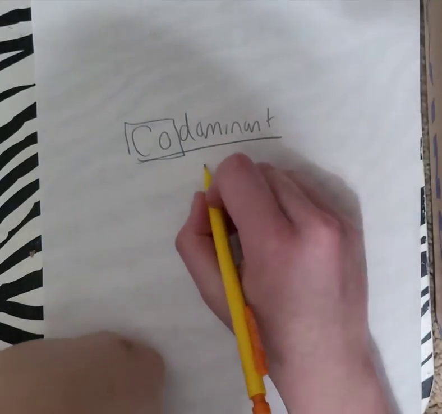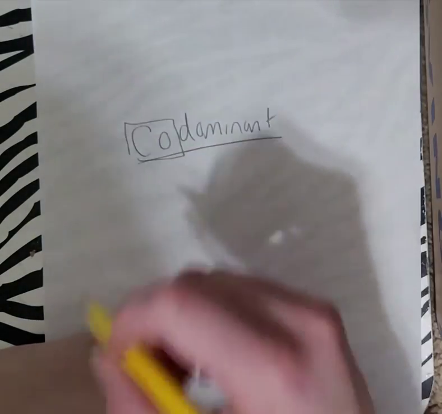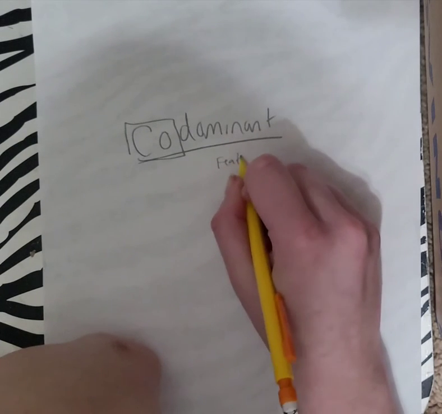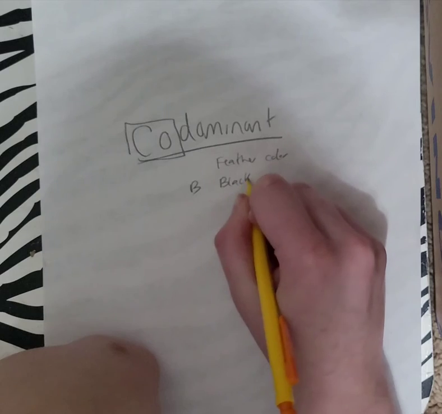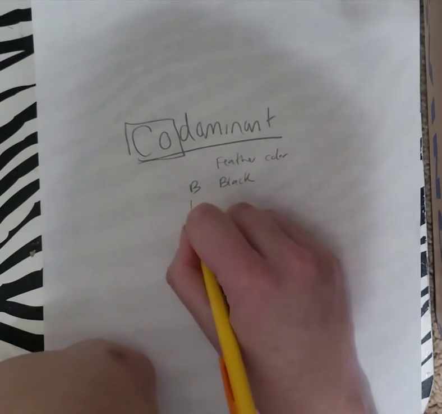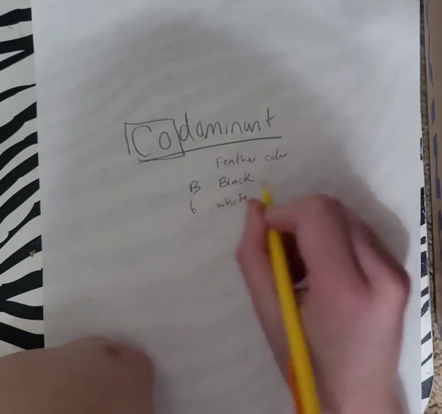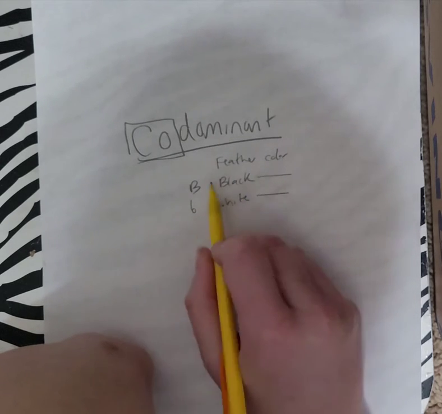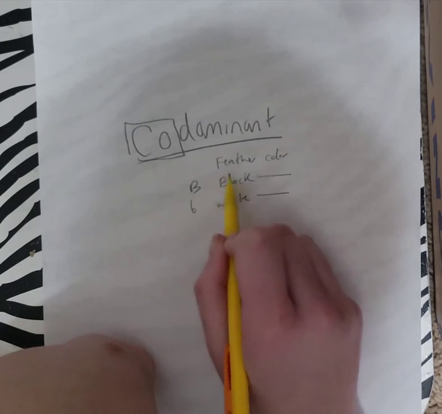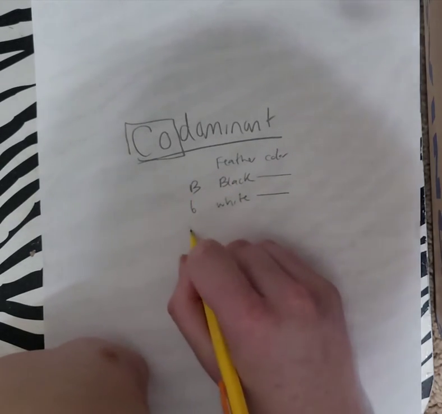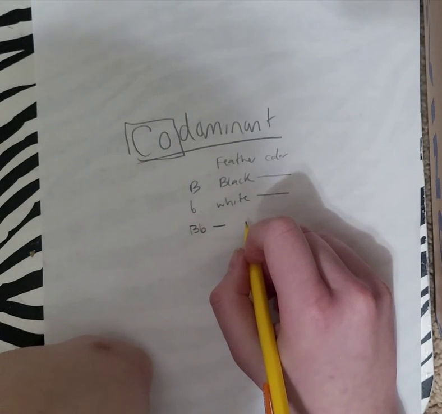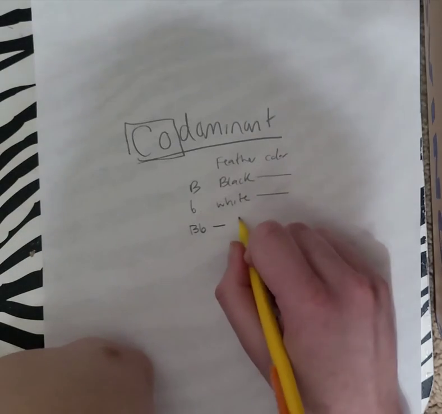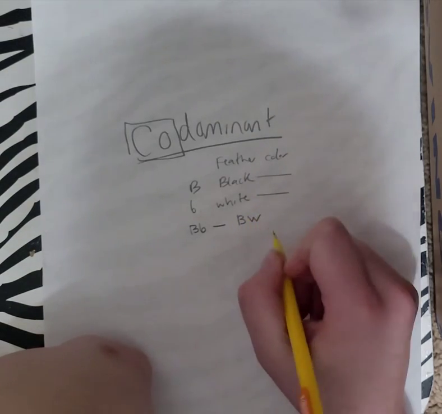So let's use our example. In the example we're going to be looking at, we're going to look at feather color. We have the allele for black feathers and an allele for white feathers. If these are homozygous, they'll be big B, black, little b, white. But if they are big B, little b, they are going to be erminette, I think is the way it says, which is a fancy way to say black and white.